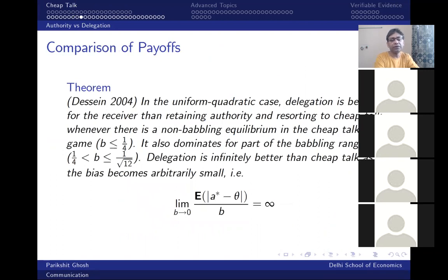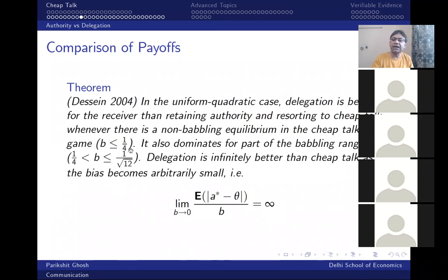Now, there's this paper by Dessein on your reading list, which gets into this question. It's called authority versus delegation. And it shows in the uniform quadratic case, which we are dealing with, the result is there, right? You just look at those expressions for welfare, and it follows straight from there. So in the uniform quadratic case, delegation is better for the receiver than retaining authority whenever there is a non-babbling equilibrium in the cheap talk game. Which is to say, whenever b is less than 1/4.